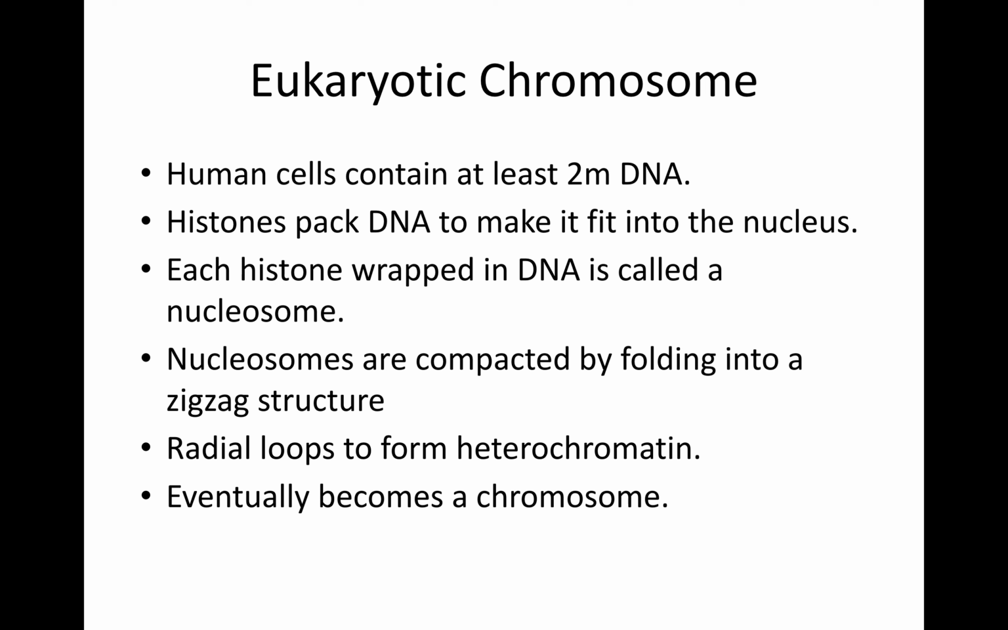Nucleosomes are then compacted by folding into a zigzag structure. Then those zigzag structures are put into the pattern of radial loops to form heterochromatin. And then after heterochromatin, it turns into chromosomes. So I'll show you a picture of what this looks like.